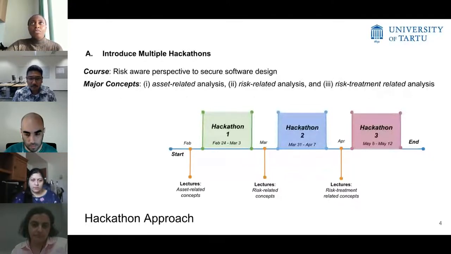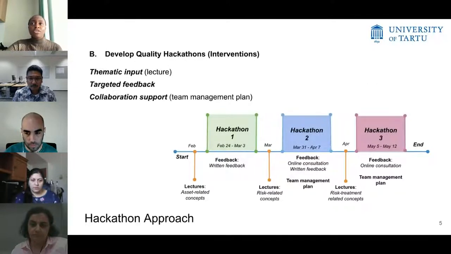The second part was to introduce interventions in order to make each of these hackathon events achieve certain goals. And we introduced three interventions. First was the thematic input, which followed the lectures as well. And these were not just ordinary lectures. The lectures were also cognizant of the hackathon events or the hackathon tasks that would be carried out.